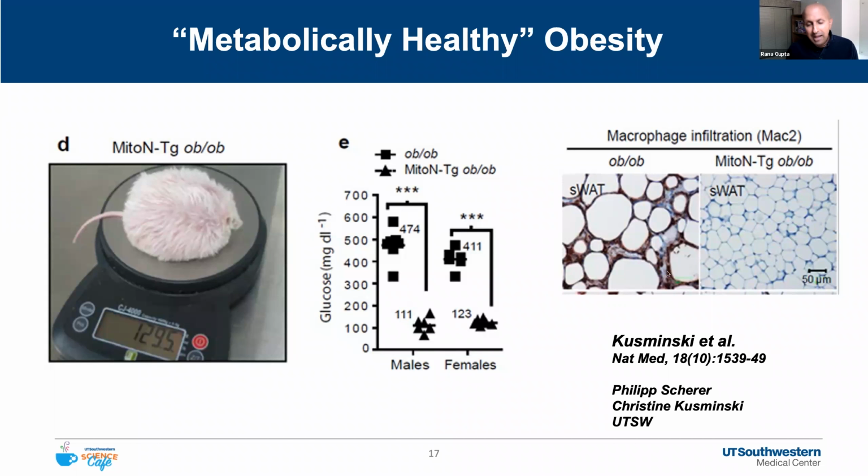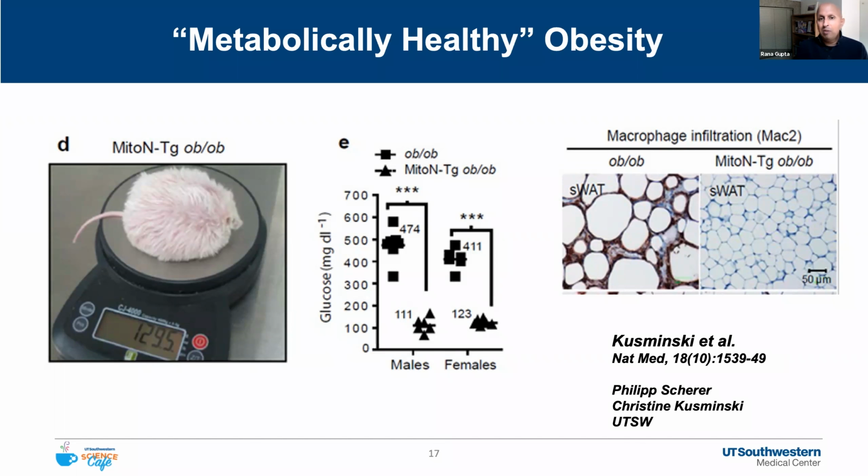But now look on the right-hand side. This mouse, which is twice as heavy, has smaller and more numerous fat cells. And what this really highlights is proof of concept that obesity does not necessarily have to equal metabolic syndrome, right? It's not obesity per se, but the health, the location and quality of the tissue that's more important.